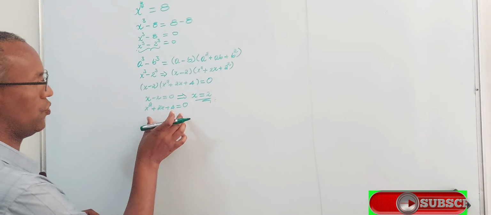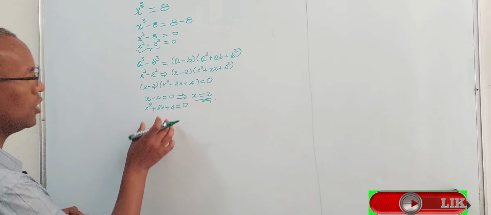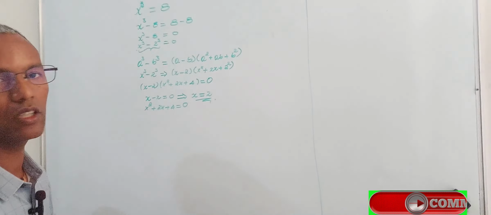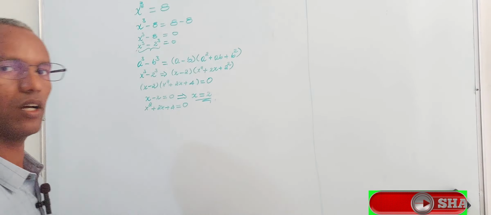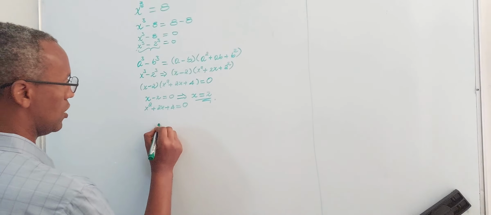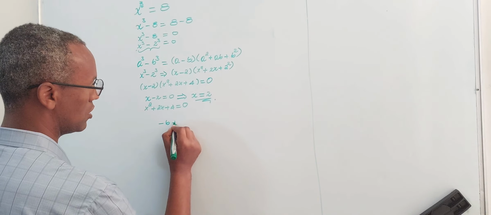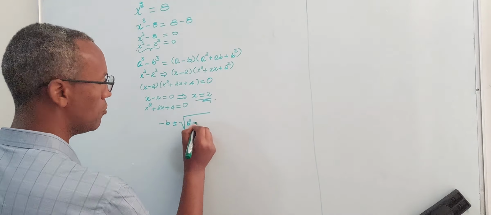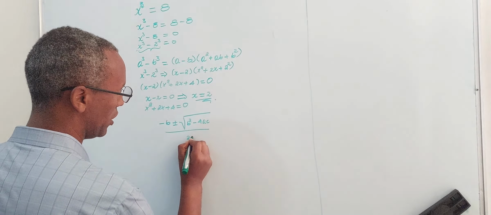Now we are going to find the value of x from this equation. To find x from this equation, we need to apply the quadratic formula, right? I believe everyone is familiar with this formula, which is x equals minus b plus or minus the square root of b squared minus 4ac, all upon 2a, right?